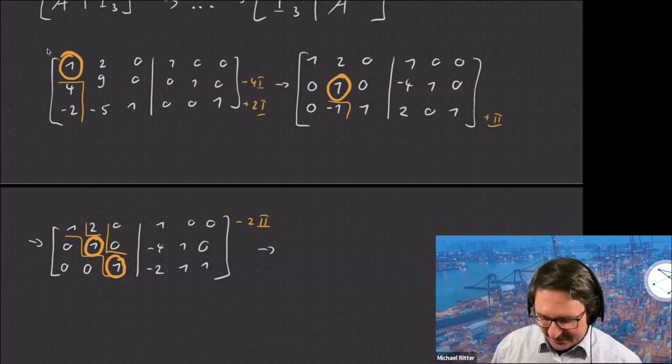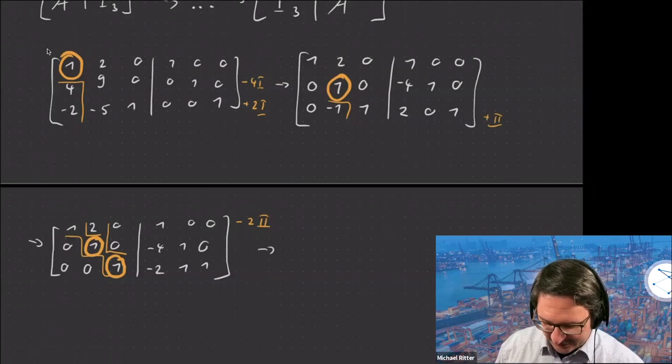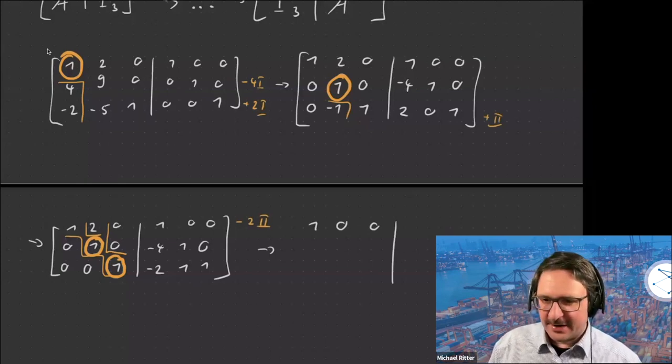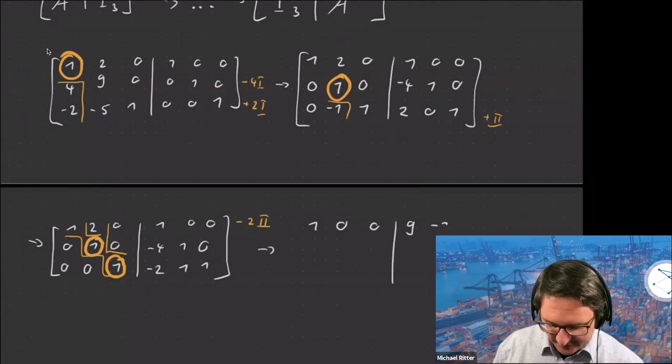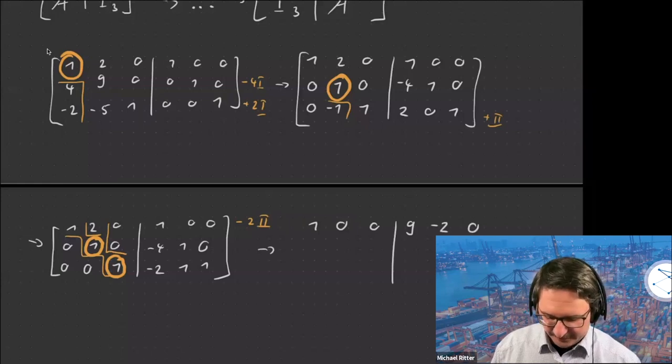So what do we get then? Now the first row changes. The new first row is 1. Here we get 2 minus 2, that's 0. And here we have 0 minus 0. And on the right-hand side, we get 1 minus 2 times minus 4. So that's 1 plus 8, so 9. Then 0 minus 2, so that's minus 2. And 0 minus 0, that's a 0.